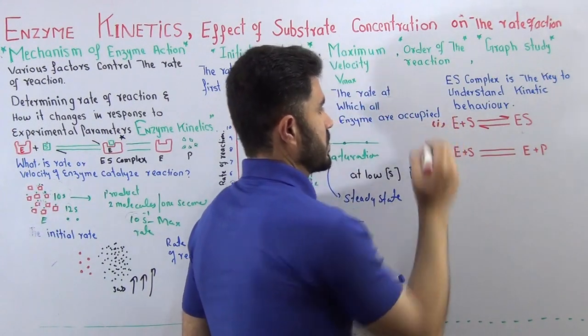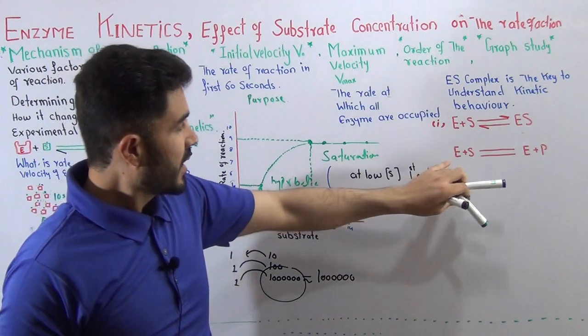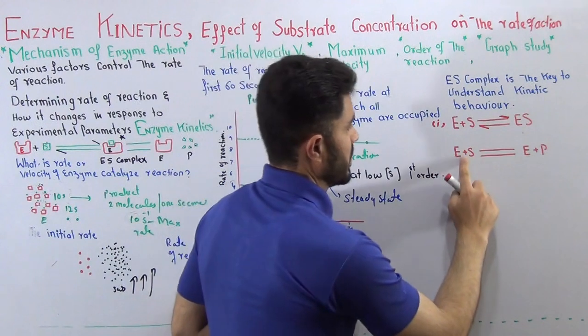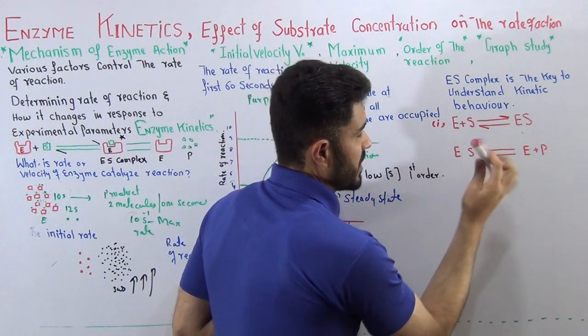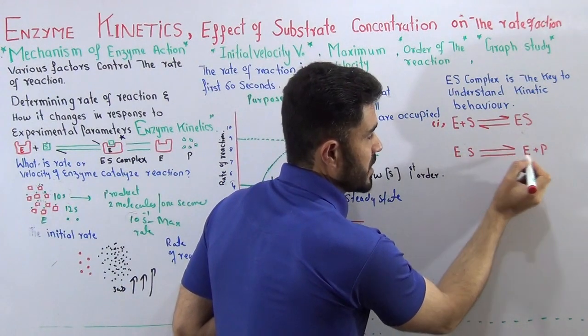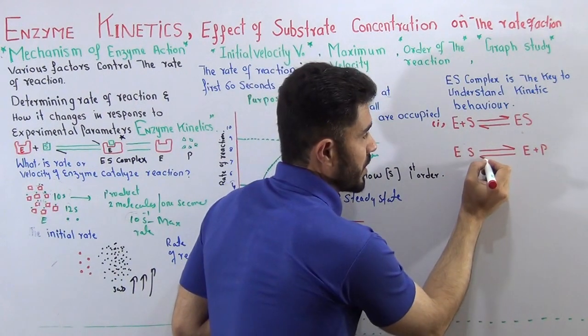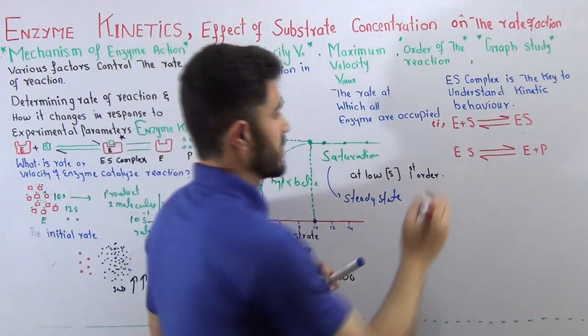Reaction 1. The second reaction is the enzyme substrate complex. This is the enzyme substrate complex. The enzyme substrate complex is dissociating into enzyme and product. This is also a reversible reaction. The two reactions are reversible.